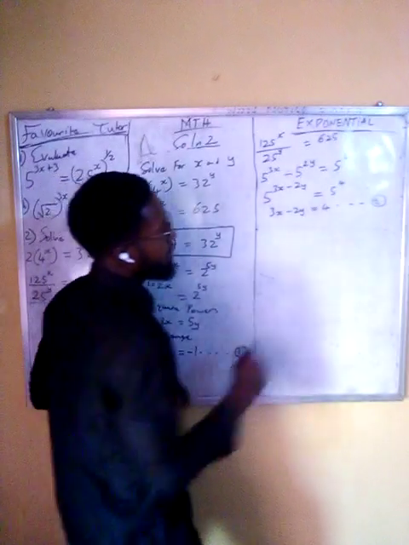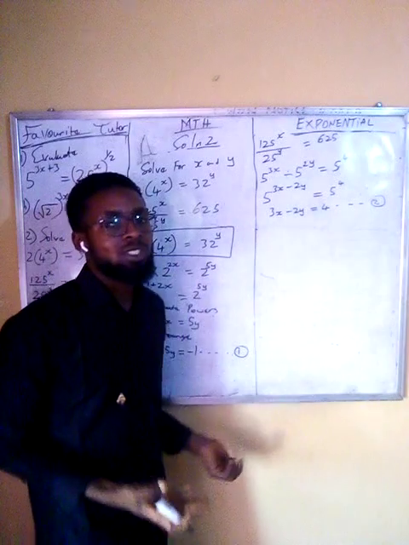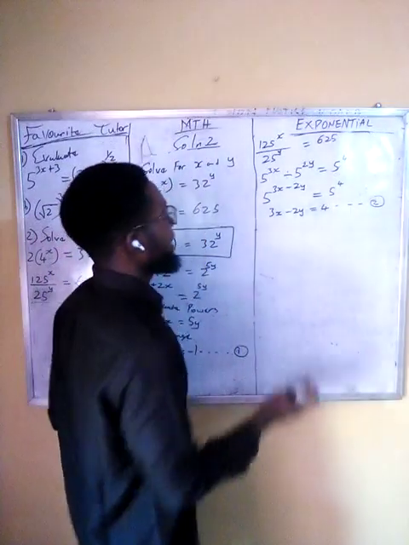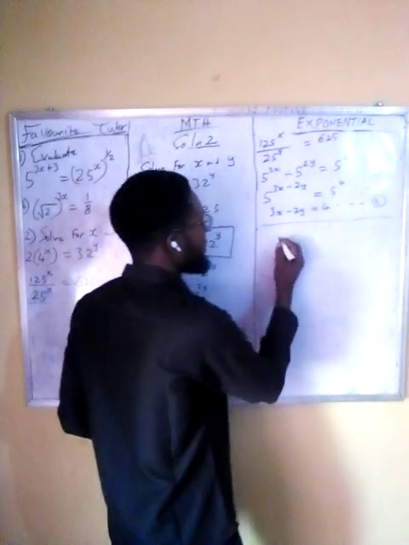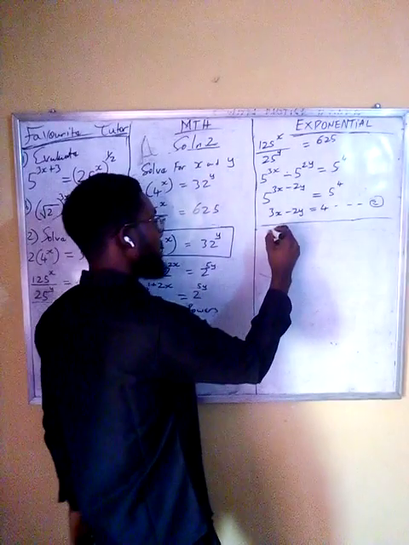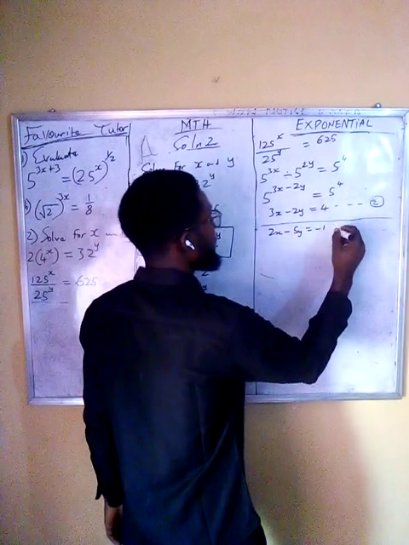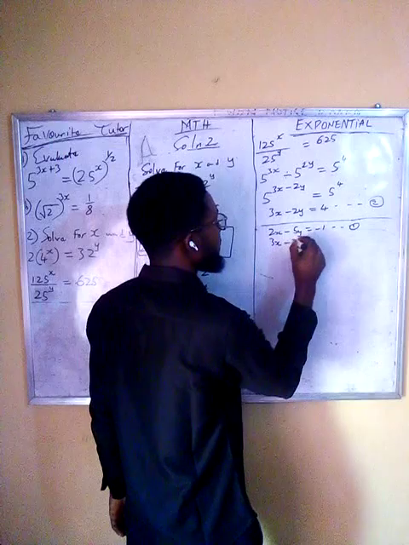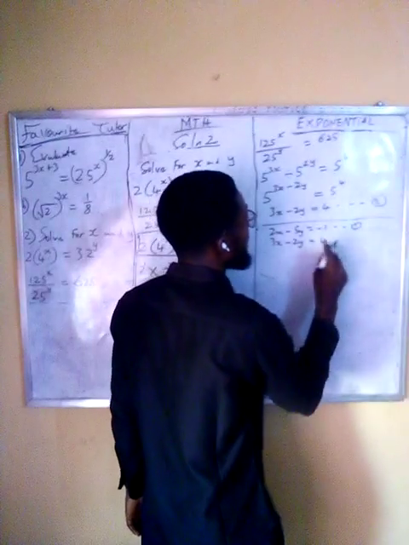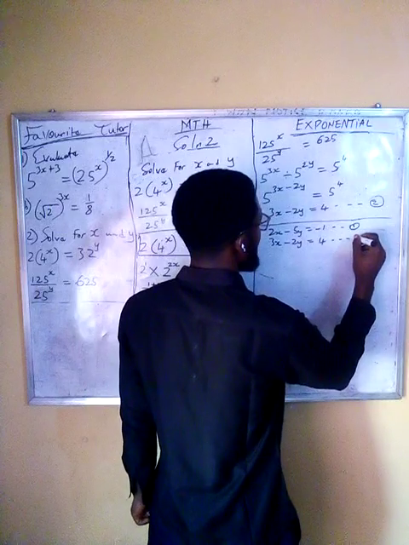We have equation 1 and equation 2. That means we are going to solve them simultaneously. This is a simultaneous equation. Equation 1 is 2x minus 5y equals minus 1. Equation 2 is 3x minus 2y equals 4.